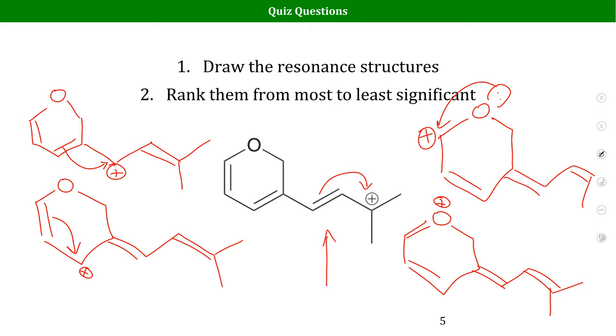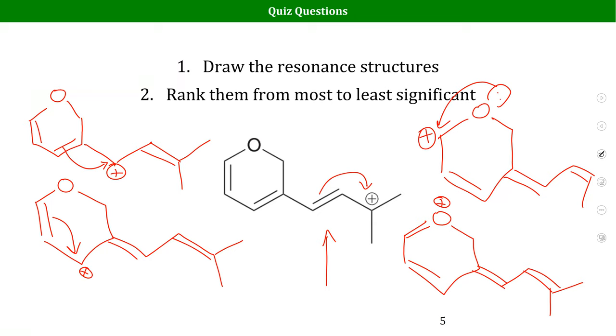It's far enough away that, other than the fact that it can get to the oxygen with the positive charge and having everything filled, it's really pretty identical. The fact that they're all secondary carbocations is going to be the dominant factor.